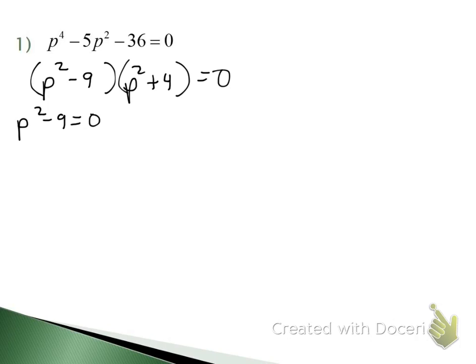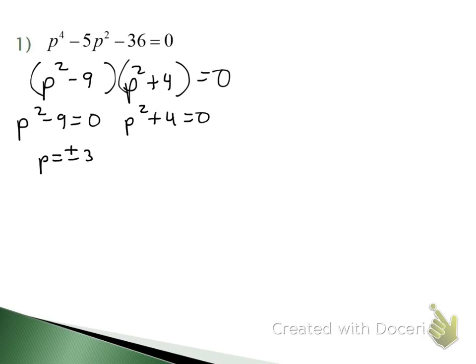So p squared minus 9 equals 0, and p squared plus 4 equals 0, right? So here on the left, I think we can do some mental math in our head. Wouldn't we just add 9, take the square root, and we would say what? P is equal to plus or minus 3. Agree?